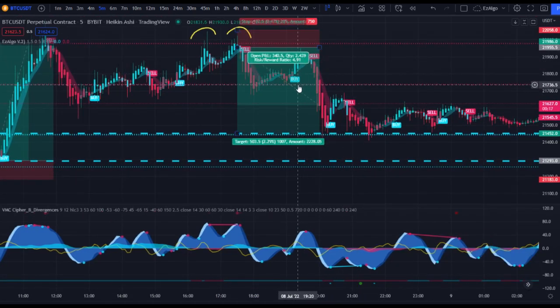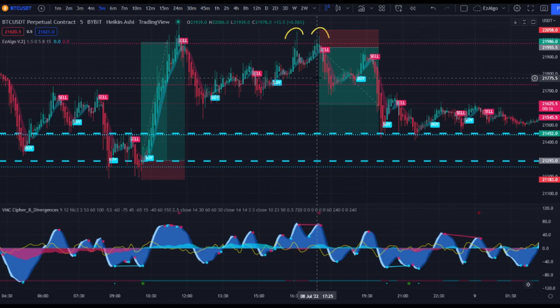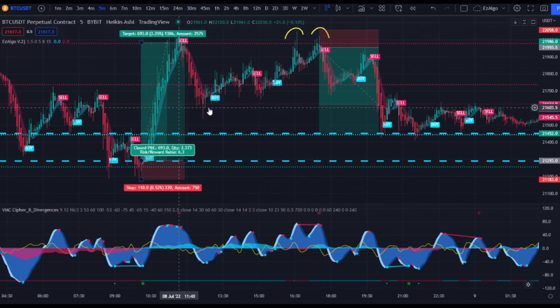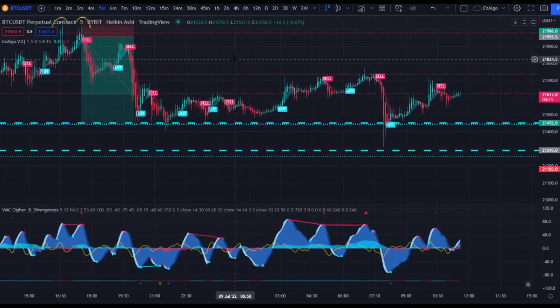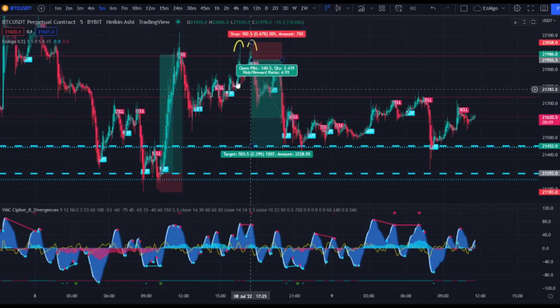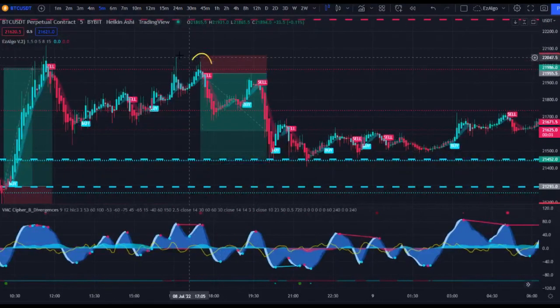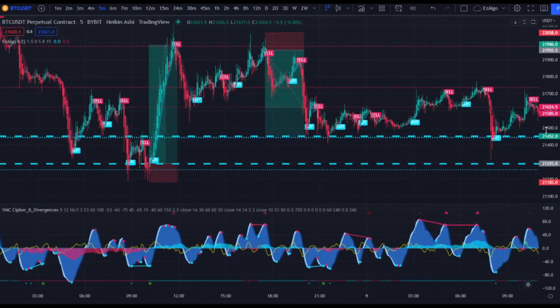That's another 2.5% move, a 5 to 1 risk to reward ratio. This was a 6 risk to reward ratio. So the risk to rewards are pretty high on these trades, and this is real time, right? In this sideways ranging market. So this is how you trade a ranging market.